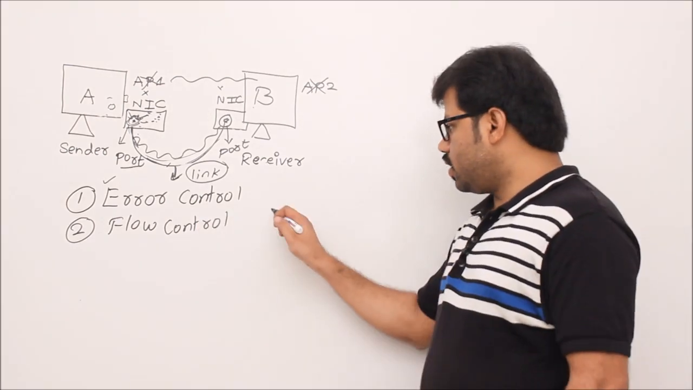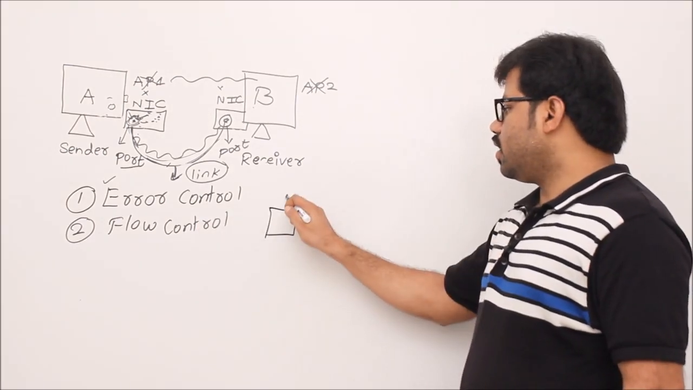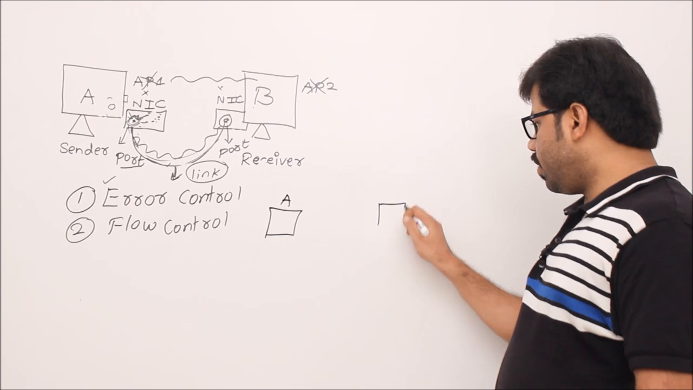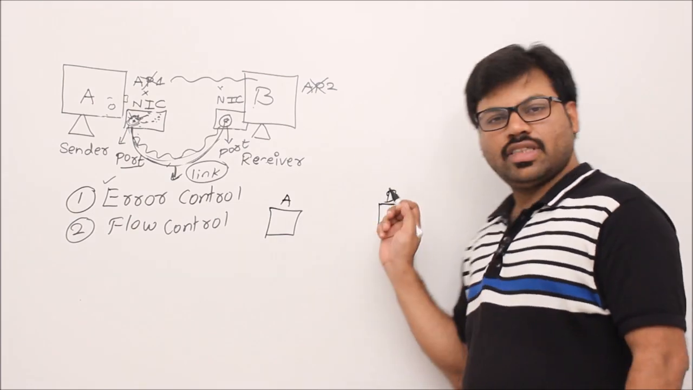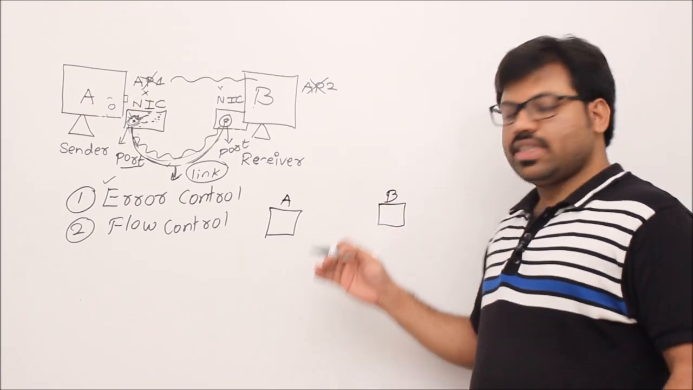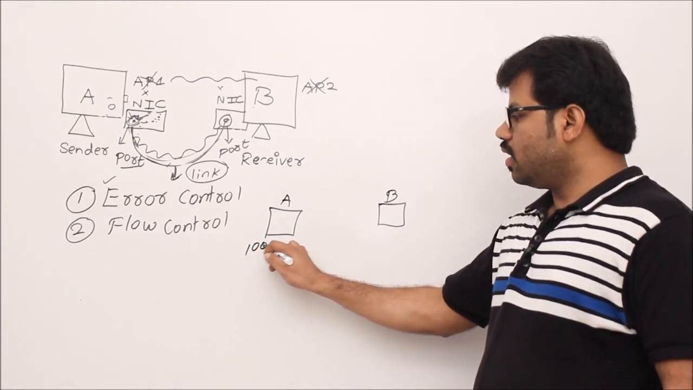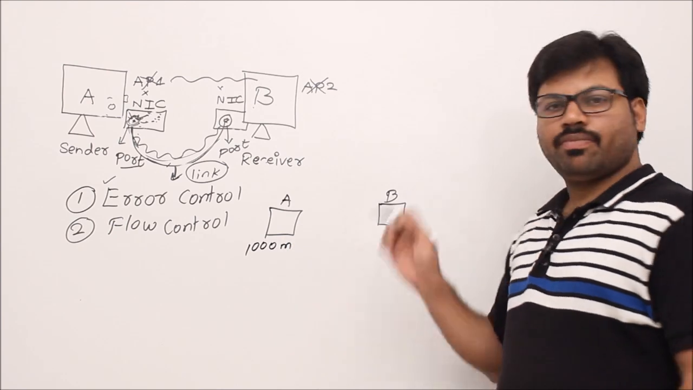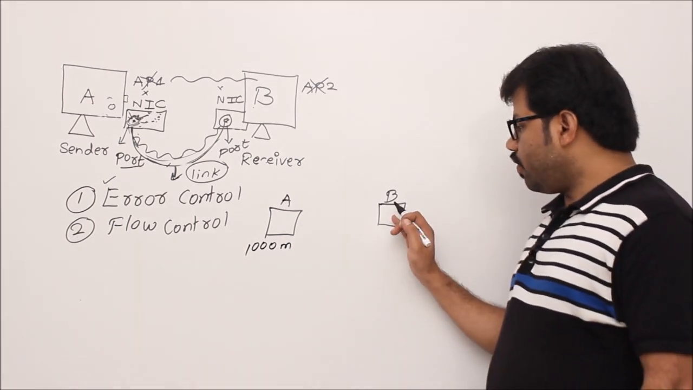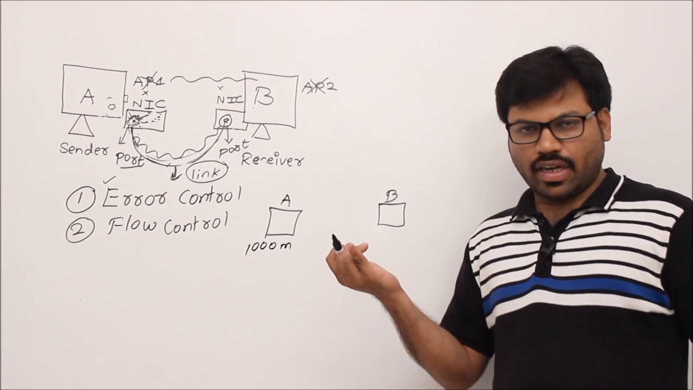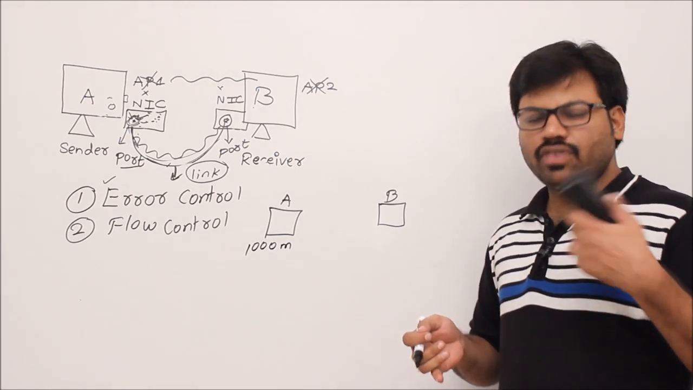Now, what is flow control? Take this example. Let's say this is sender A, this is receiver B. Now A is sending some message to B, but that message is very long. Let's say there are 1000 messages which A wants to send to B. Then this receiver may not always be available, correct? This receiver might have other work, correct?